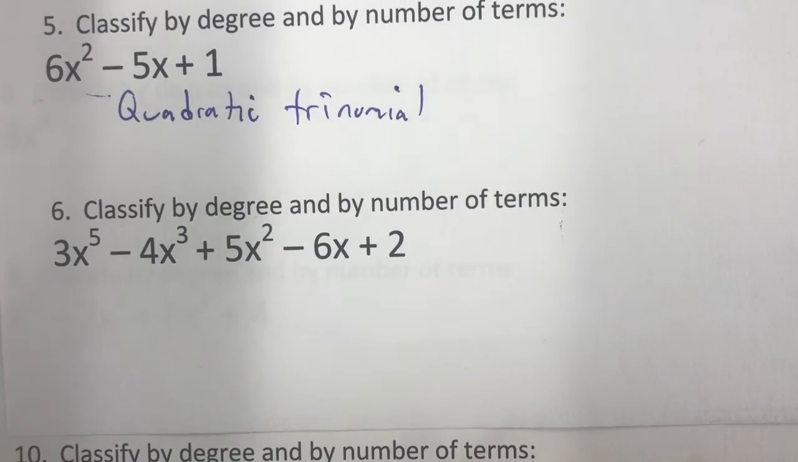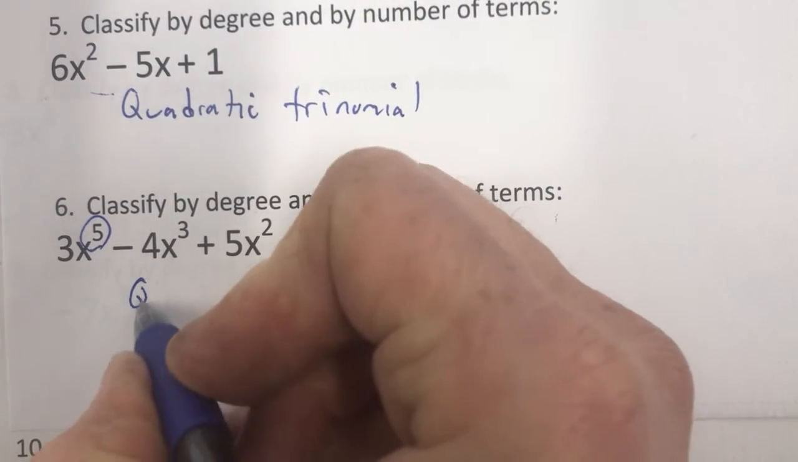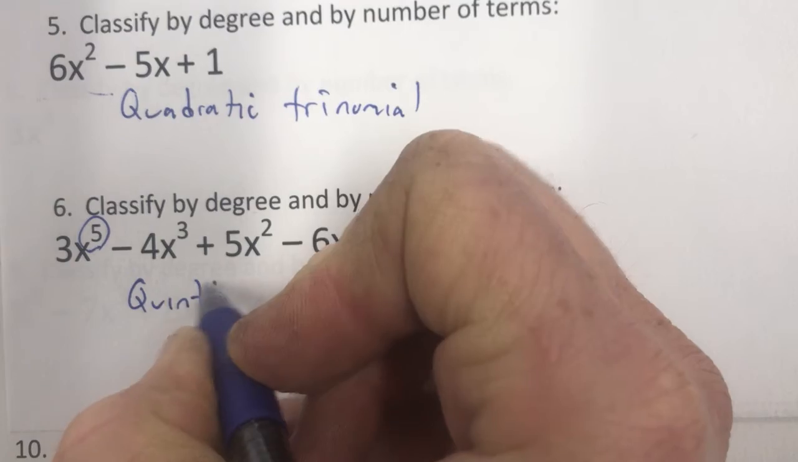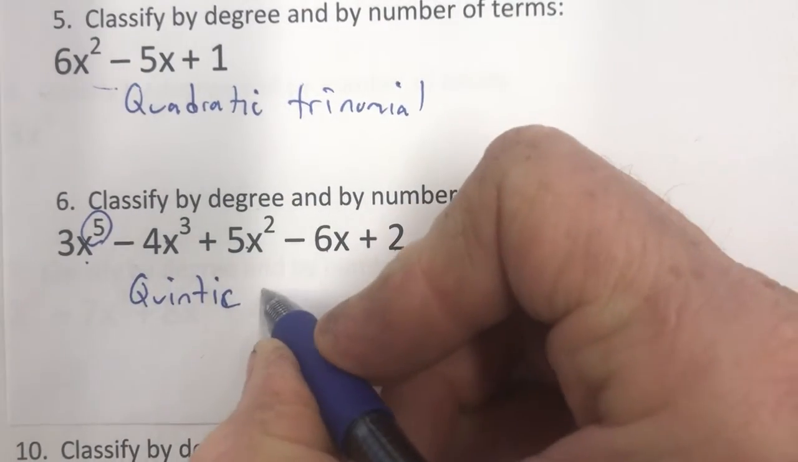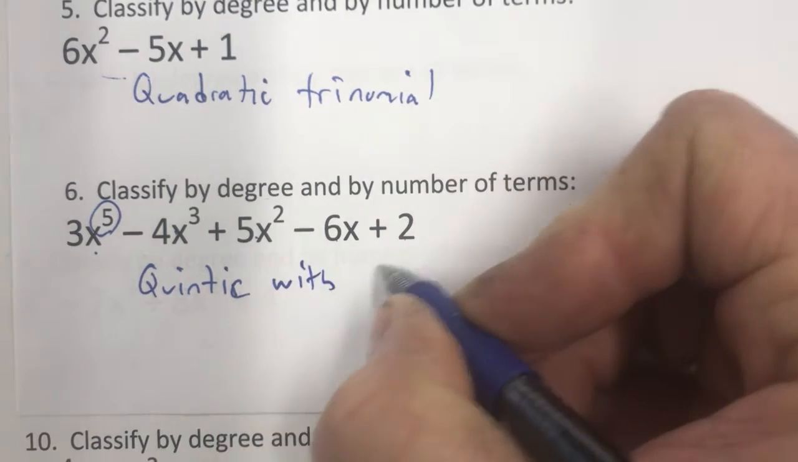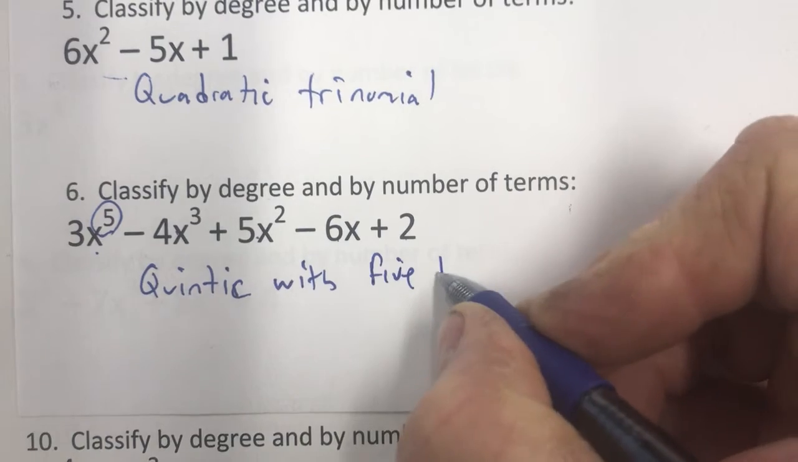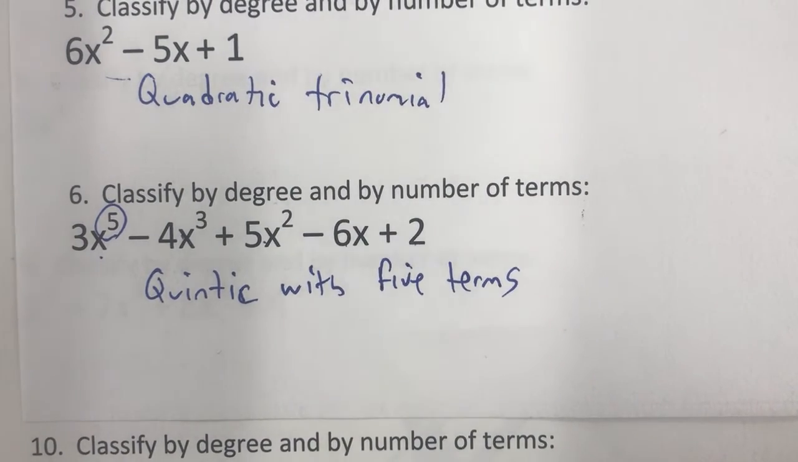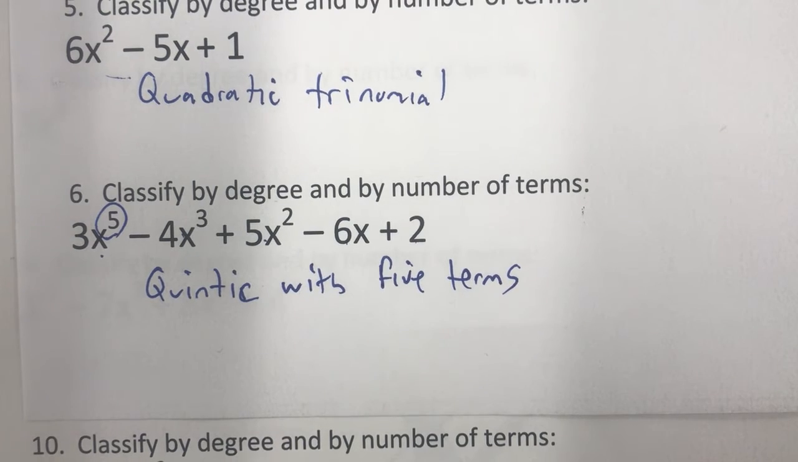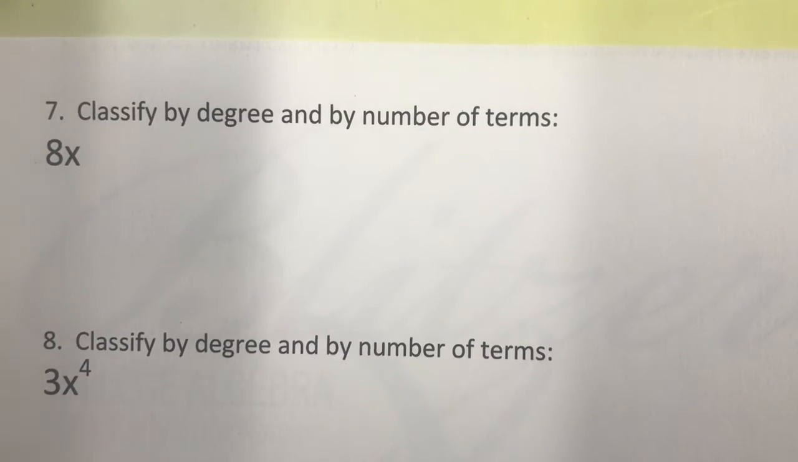All right, classify this one. All right, the highest power is 5. It's quintic. It has 1, 2, 3, 4, 5 terms. So with 5. Okay. All right, if it has more than 3 terms, we just say 4 terms, 5 terms, 6 terms, or however many terms it has. All right, number 7.